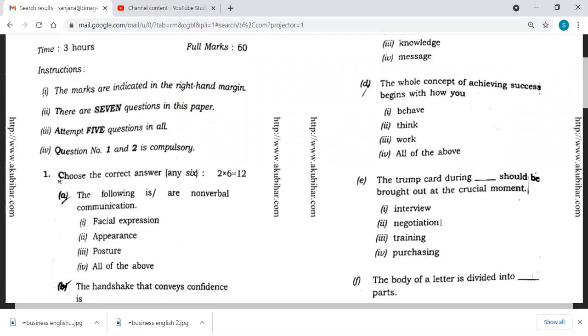Magic card in your hand, that is your trump card, right? Negotiation is the right answer.